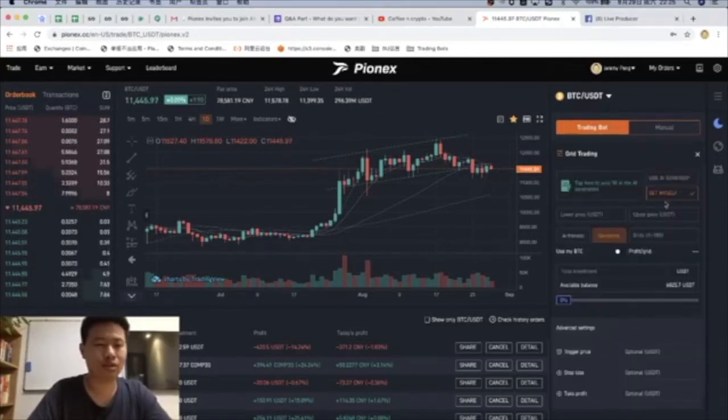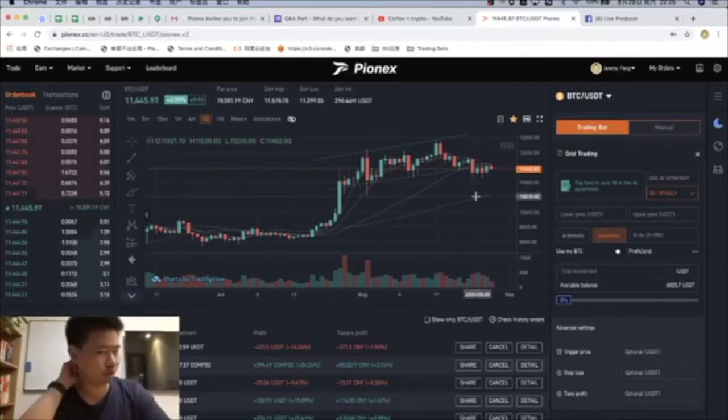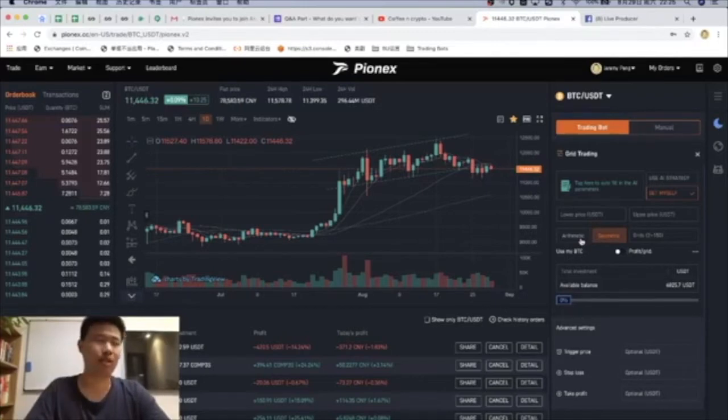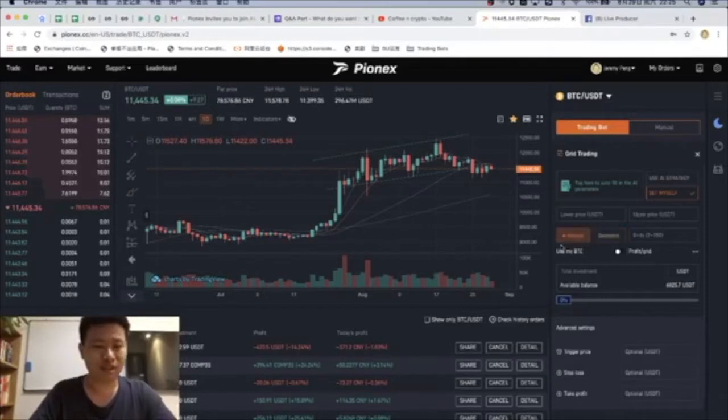So I think you can just choose it if you just want to have a try. You can also use set myself, and these are the parameters you need to input. The lower price means the support level, and the upper price means the resistance price, how high you think it cannot go. And this is arithmetic and geometric. Some people don't understand what it is, so I will give a very simple example. 1, 2, 3, 4, 5, that is arithmetic. 1, 2, 4, 8, 16, this is geometric.